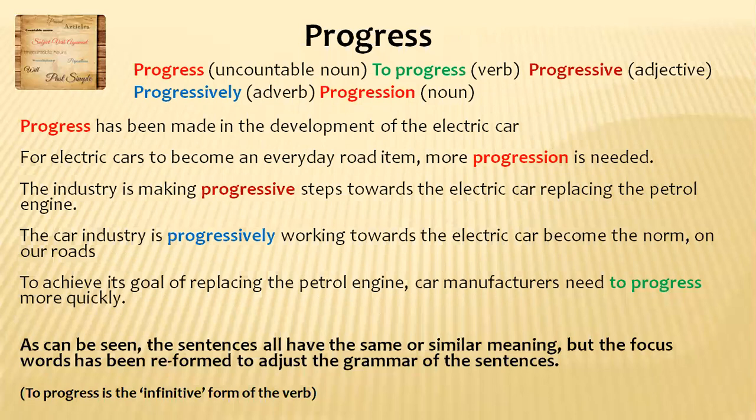And as you can see, I've color coded everything so you can see what each word represents. So look at the legend and then you'll see how each word is used in each sentence, whether it's a verb, noun, adjective, etc. As can be seen, the sentences all have the same or similar meaning, but the focus words have been reformed to adjust to the grammar of the sentence. And a slight note there, to progress is in the infinitive form of the verb, but it's still the verb.